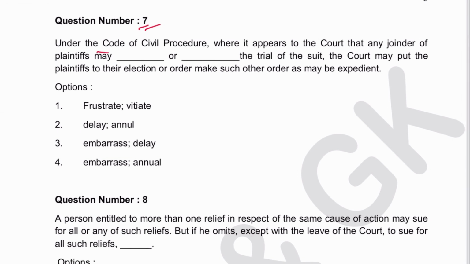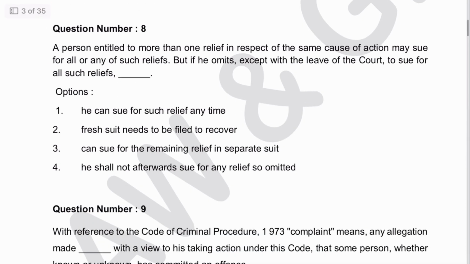Next is 7. Under CPC, where it appears to the court that any joinder of plaintiff may embarrass or delay the trial of the suit, the court may put plaintiff to their election or make such other order as may be expedient. 3 is the answer. Plaintiff may embarrass or delay the trial. The court may put to their election order. So 3 is the answer.